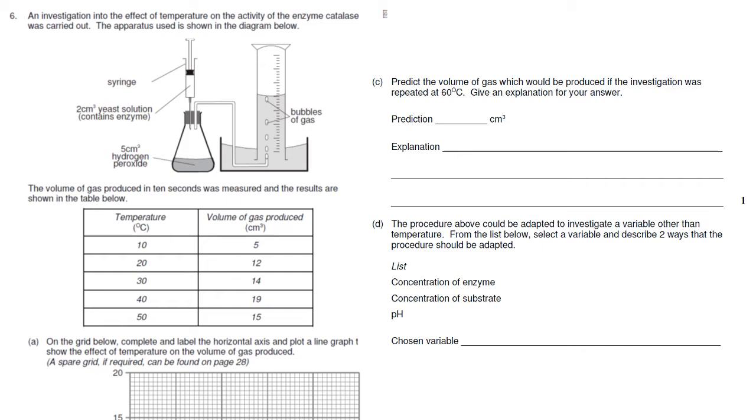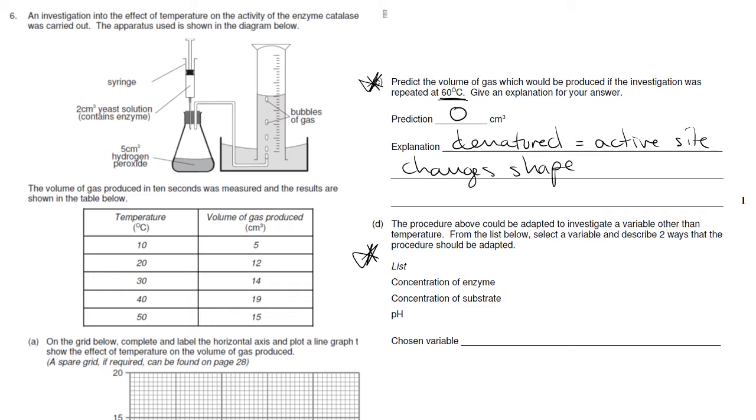So again, still this enzyme question. It's saying predict the volume of gas which would be produced if the investigation was repeated at 60. What's going to happen to my enzyme at 60? It's denatured. Now I never say denatured by itself. What does denatured mean? The active site changes shape. Okay, so if the enzyme's denatured and the active site changes shape, what's it going to be? Nothing. Right, it's not going to happen.